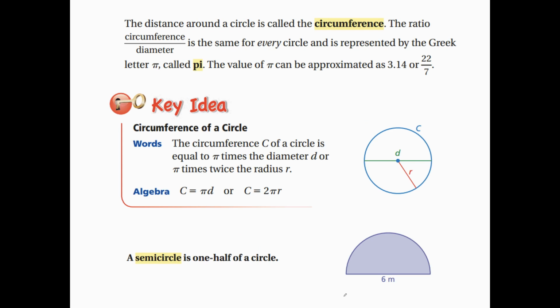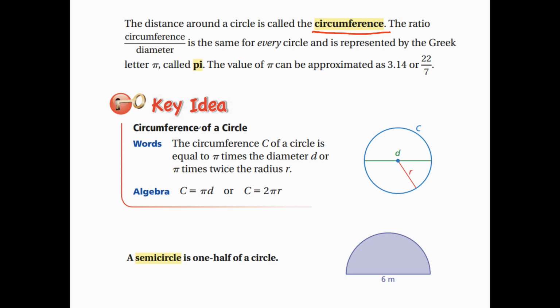We got some more definitions. The distance around a circle is called the circumference. It's the distance around the circle. Think of it as the perimeter of a circle. When we think perimeter, we think the distance around a polygon. So the distance around a circle is called the circumference.